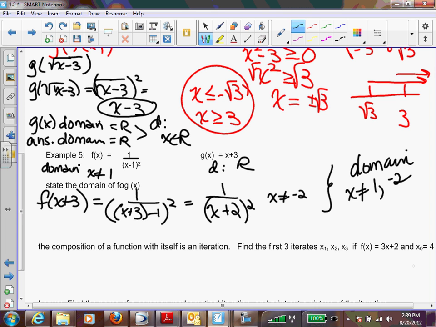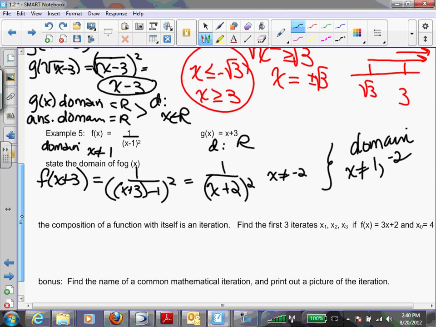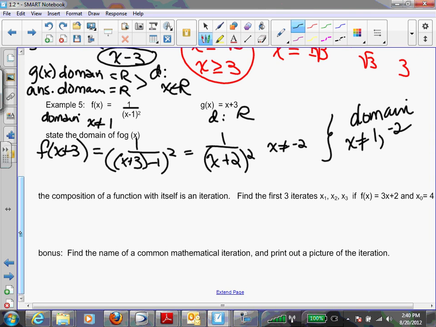Can't check them. No. All right, so the composition of a function with itself is an iteration. So here, find the first 3 iterates, x1, x2, x3. If I give you the function is 3x plus 2 and x sub 0 is 4. So x sub 0 is 4. So remember, an iteration is putting the answer back into itself.